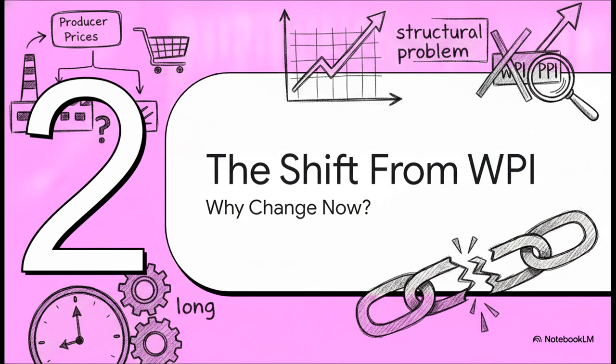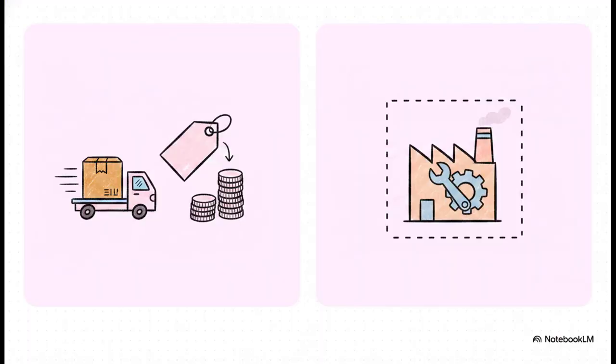Let's move on to Part 2 and ask the obvious question: why change from WPI and why do it right now? If measuring producer prices makes so much logical sense, why did India rely on the Wholesale Price Index for so long? And why did it become such a structural macroeconomic headache? The crucial point is the fundamental conceptual difference between these two metrics. The WPI captures prices at an intermediate commodity exchange stage.